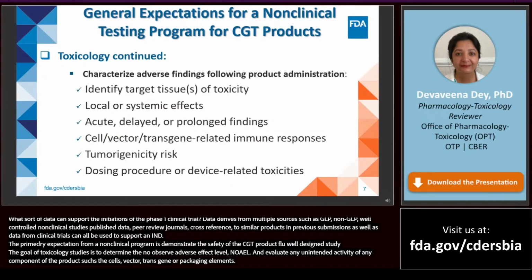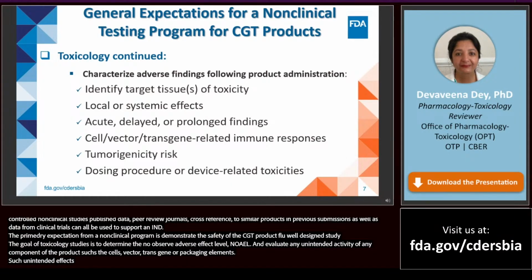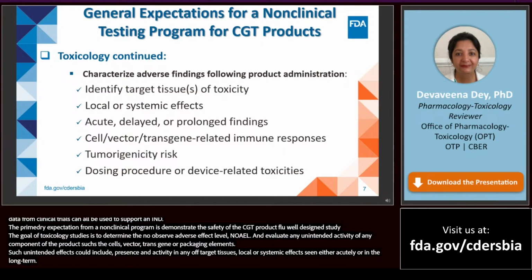Such unintended effects could include presence and activity in any off-target tissues, any local or systemic effects seen either acutely or in the long term, potential risk of immunogenicity or tumorigenicity from the product, or any unintended effects of the drug delivery systems used.